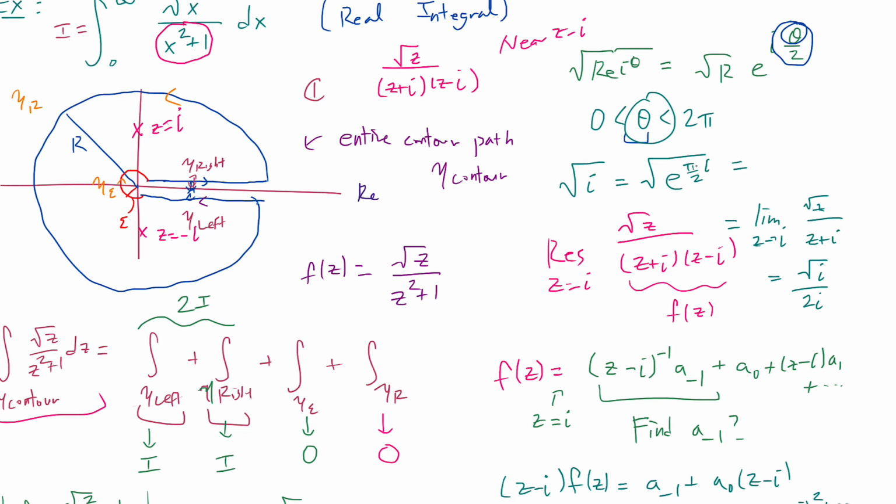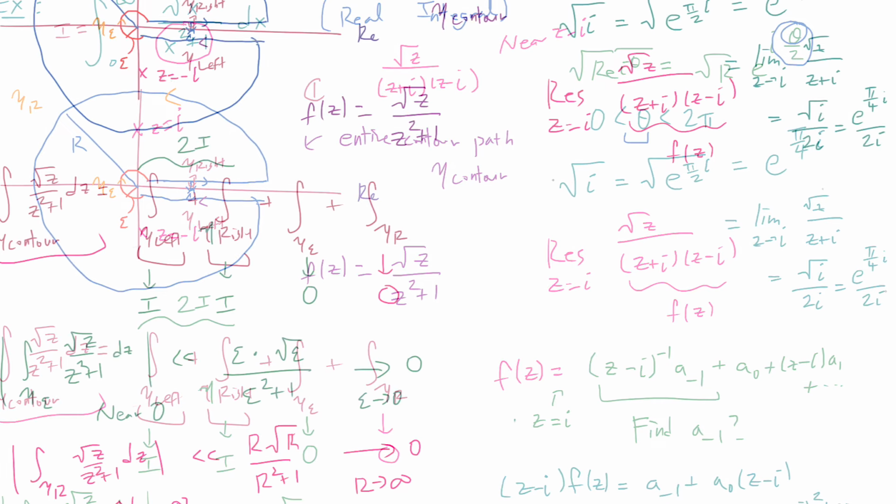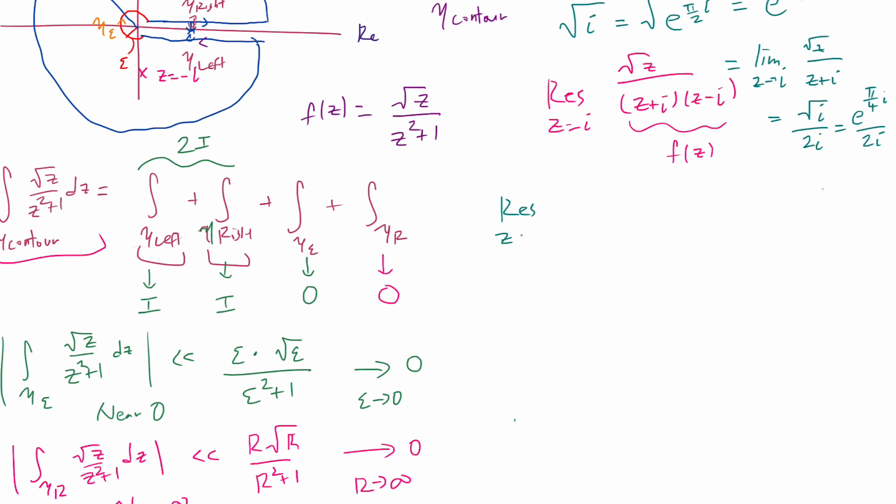So again, I'm picking theta such that this thing is between 0 and 2 pi. So your final output is going to be e to the pi over 4i according to this branch we picked. So this is exactly e to the pi over 4i divided by 2i. And you can do the other residue calculation in basically the same way. This is going to be the limit as z approaches minus i of square root of z over z minus i in this case, right?